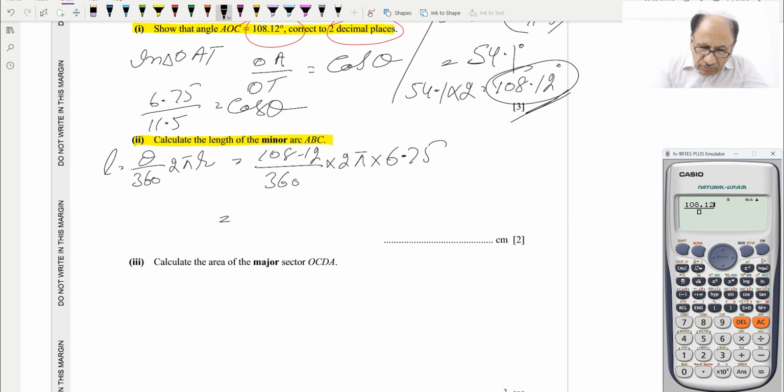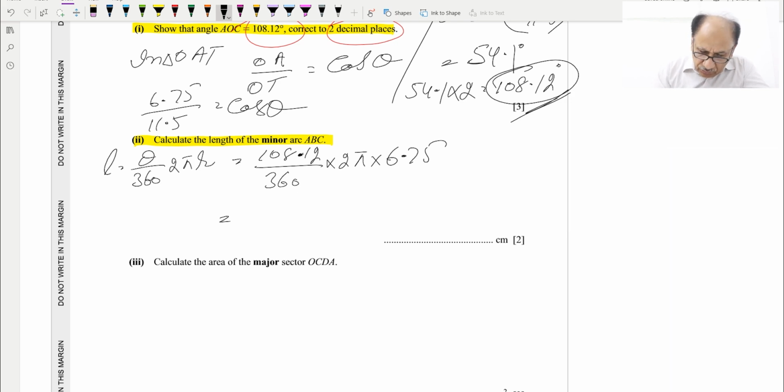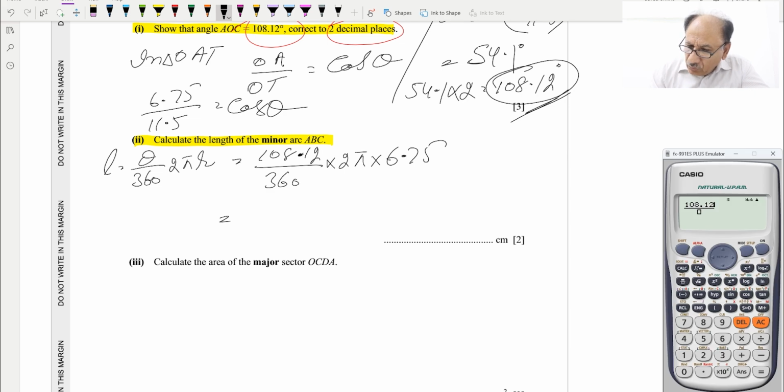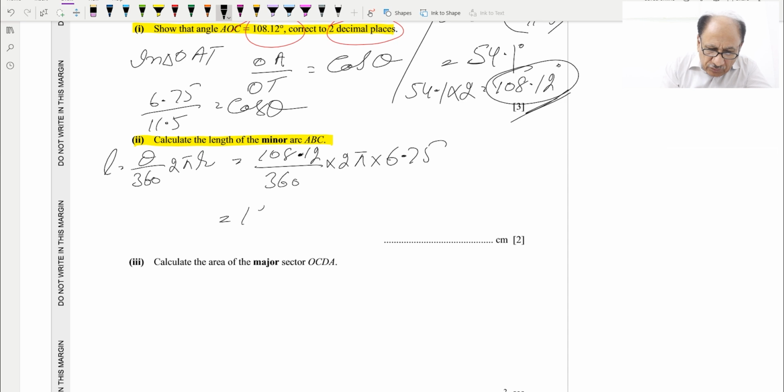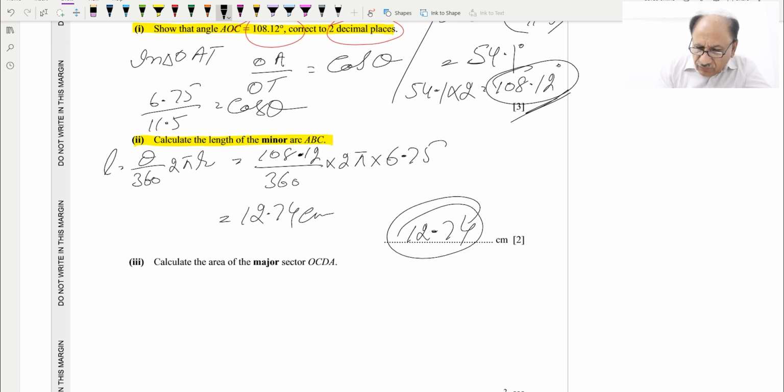This answer we can calculate. 108.12 divided by 360, and we have to multiply also by 2 pi and the radius, which is 6.75, and this is giving us the answer 12.737. So I'll write 12.74, this is in centimeters. This is the answer for 2 marks.